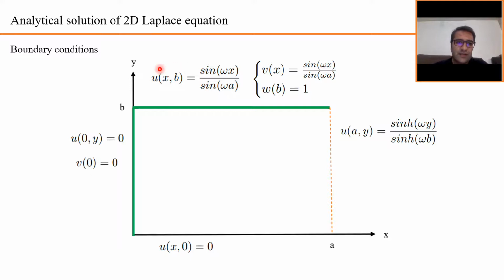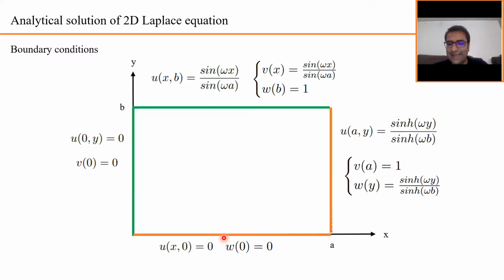At the upper boundary, when this is equal to this, it means that v(x) is equal to sine omega x divided by sine omega a. And when y is equal to b, w(b) is equal to 1. And at the lower boundary, again, we have w(0) equal to 0 when y is 0. And at the right boundary, when x is equal to a, v(a) is 1, and w(a), as I mentioned, for all values of y from 0 to b, should be in the form of sine hyperbolic omega y divided by sine hyperbolic omega b. So let's apply this boundary condition and see how our solution looks.